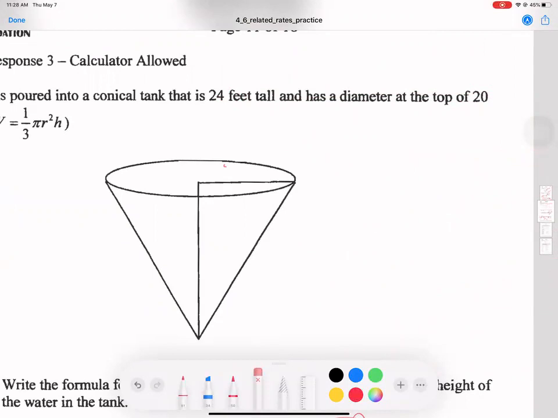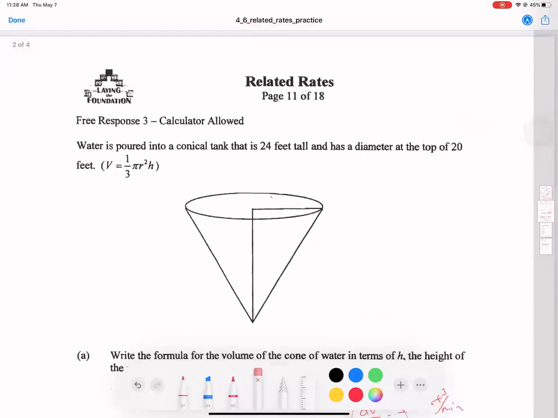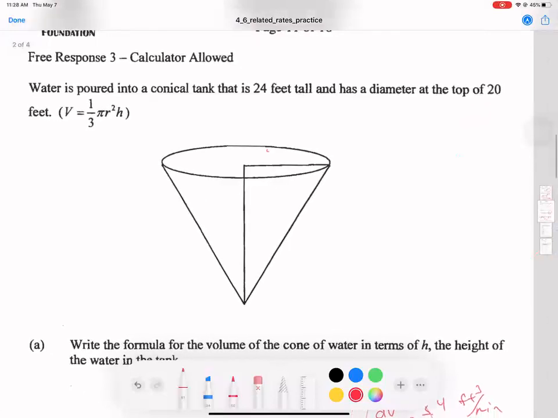I think this is a very popular type of free response question, conical tank. And there's actually only one main gimmick to this problem. Well, two other gimmicks. So water is poured into a conical tank that is 24 feet tall. So this is 24. I'm going to write 24 here.